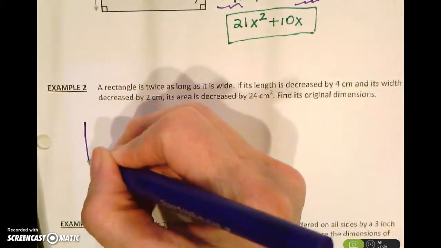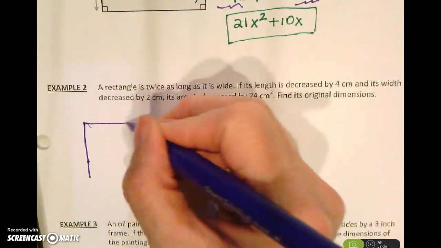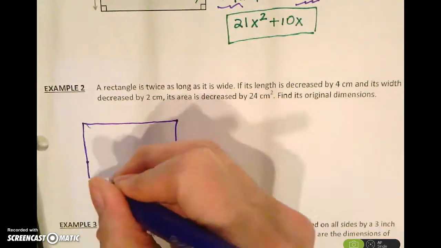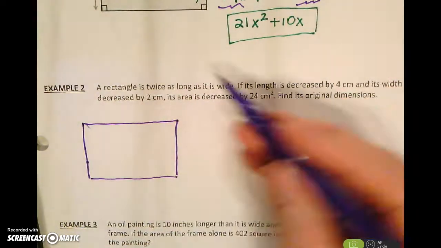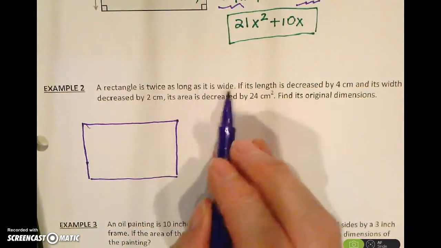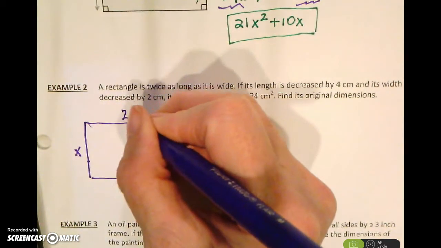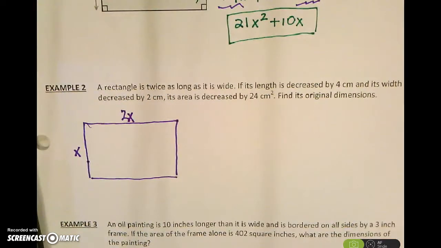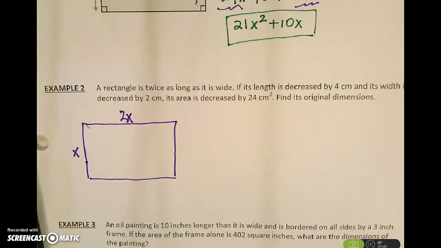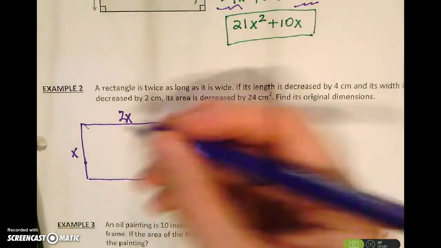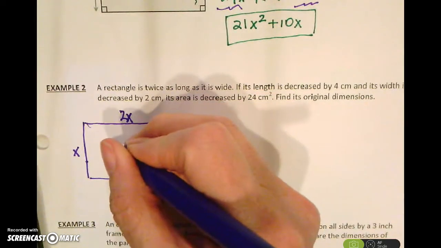So we have a rectangle. So I'll show it here. And it says that the rectangle is twice as long as it is wide. So we'll let it be x wide, and then its length will be 2x. Then it says its length is decreased by, so both of these are going to be decreased. So I'm just going to show them in here.